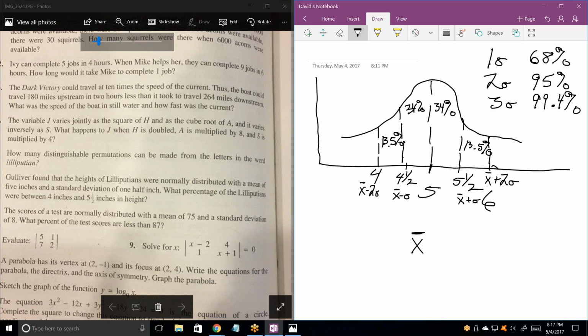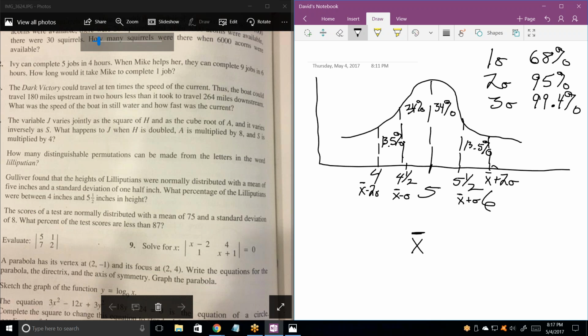Just hold on a second. On your graph, so we have 5, 5.5, and then 4.5. And then there's an x plus that 2 circle thingy. And then there's a 4 on the other side, and that's x minus 2 sigma. Not sigma, standard deviations. That little thingy is the standard deviation.